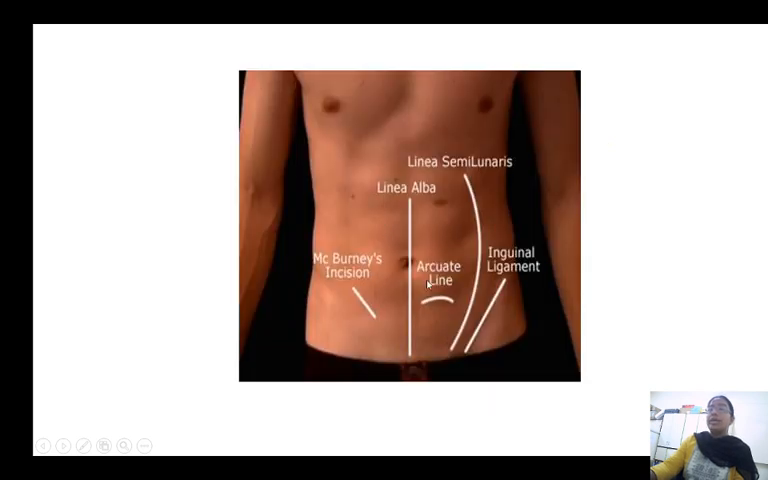One more point: when we say it divides into anterior and posterior lamina, you have to remember that above the arcuate line the internal oblique divides into two, but below the arcuate line it is only a single undivided layer, inserted directly into the linea alba. There is no division into anterior and posterior lamina.